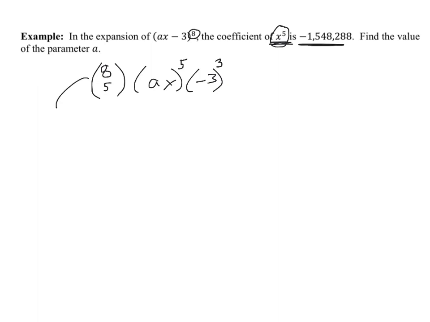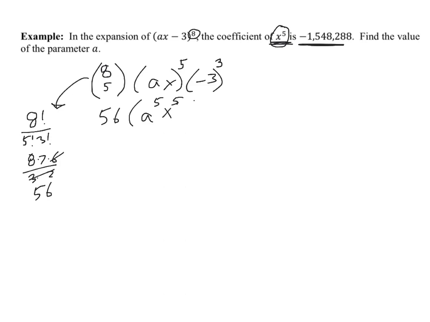So first, the combinatorial coefficient for 8, 5. This would be 8 factorial over 5 factorial, 3 factorial. That'll reduce to 8, 7, 6 over 3, 2. That'll drop those out. So it looks like we're getting 56 for this combinatorial coefficient. And then we have a to the 5th, x to the 5th, and we have negative 27.